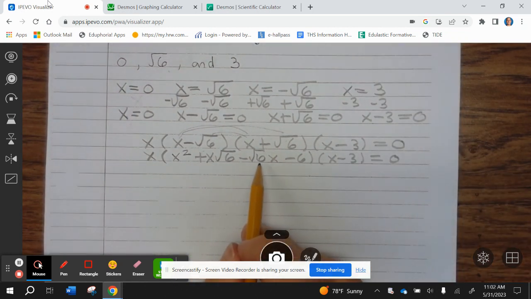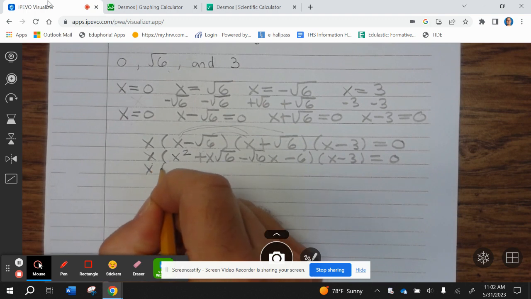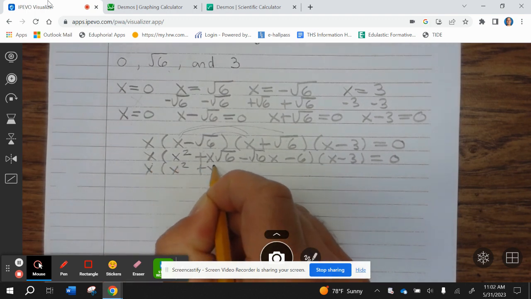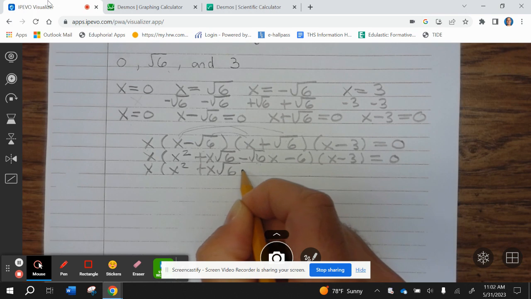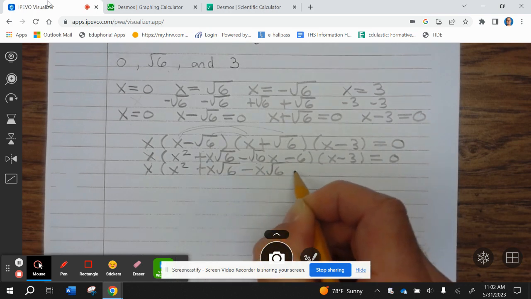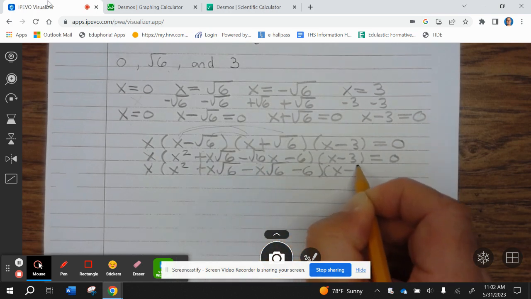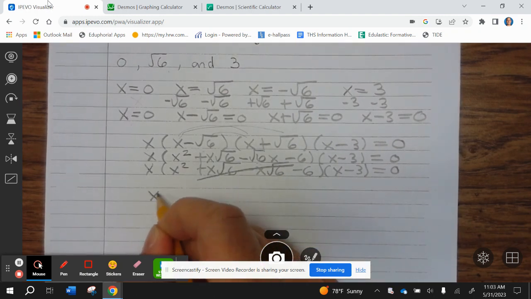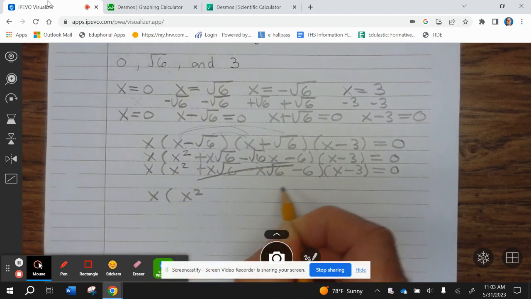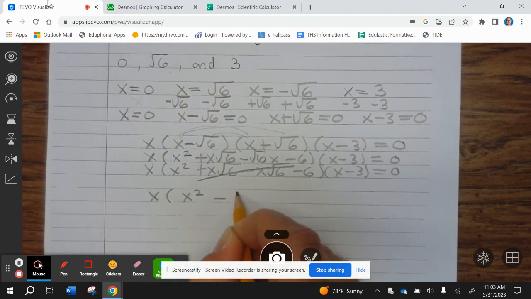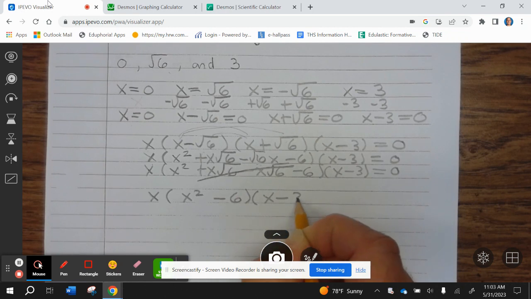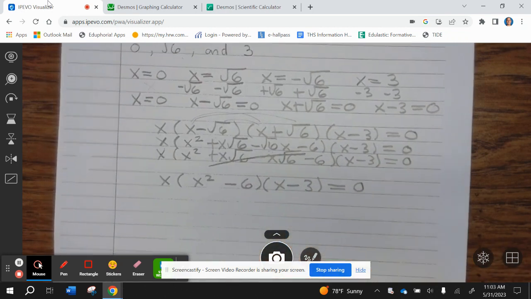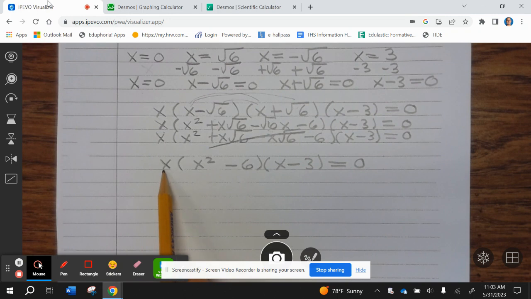Now, we're going to rewrite this as x times x squared plus x square root of 6. I can rewrite this as minus x square root of 6 minus 6 times x minus 3 equal to 0. Now, x square root of 6 minus x square root of 6, that cancels. So now we're left with x times x squared minus 6 times x minus 3 equals 0. And we'll multiply everything by x in the end.